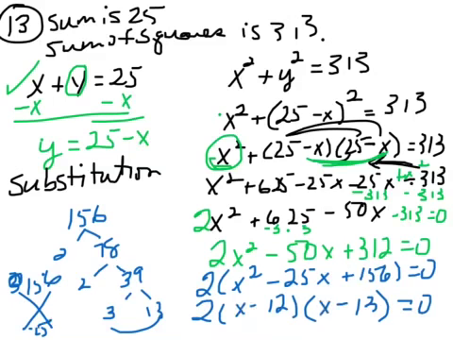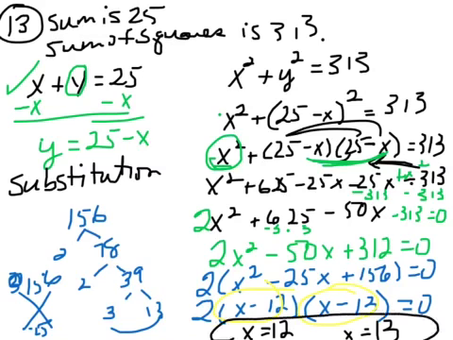That means if I want to solve it, I set each of these two factors equal to 0, this one and this one. And when I do set those equal to 0, x minus 12 equals 0 would give me the answer x equals 12. x minus 13 equals 0 would give me the answer x equals 13. What are my two numbers? These are my two numbers. 12 squared plus 13 squared would be 313. 12 plus 13 is 25, and you're done.